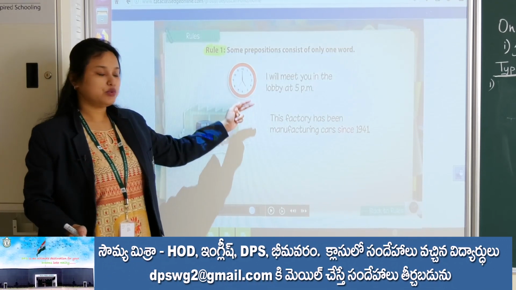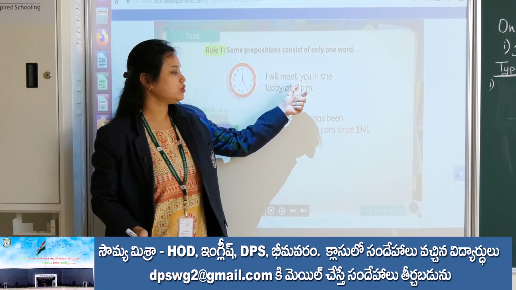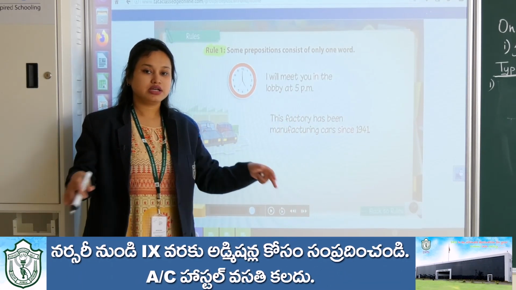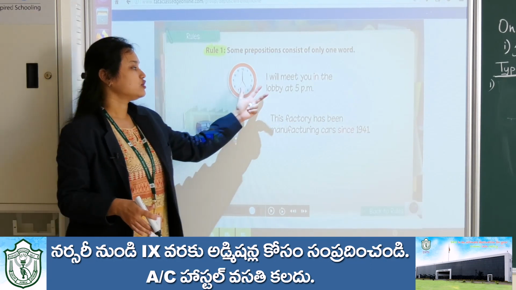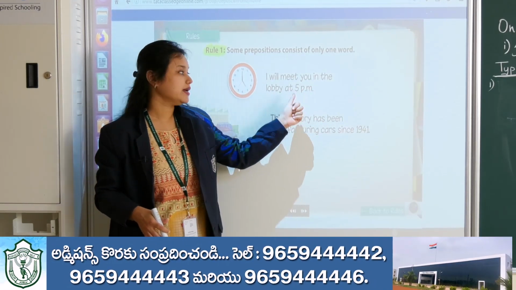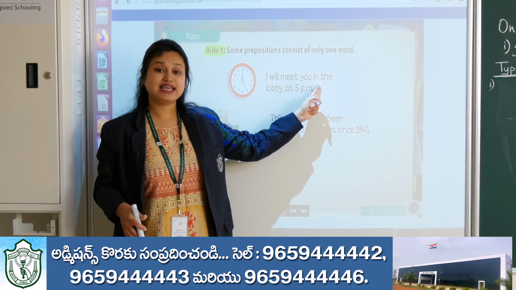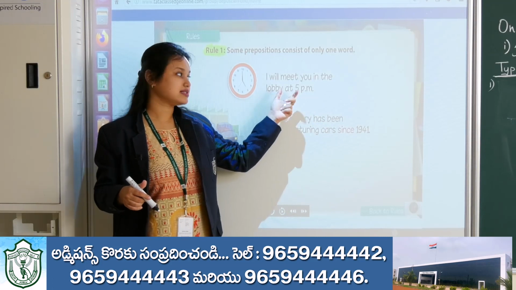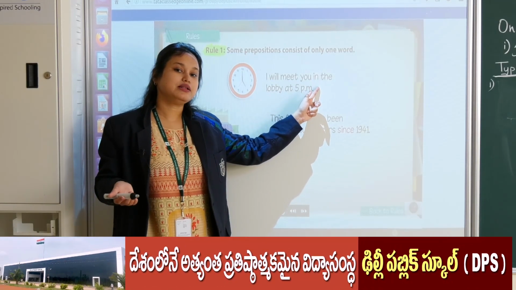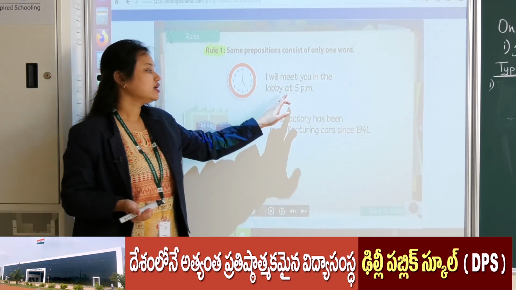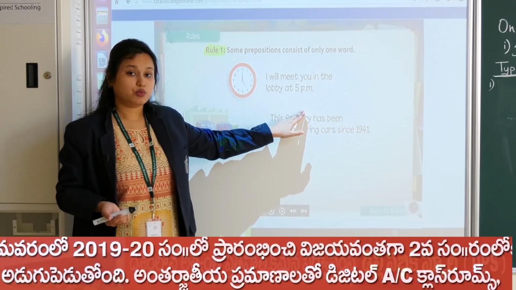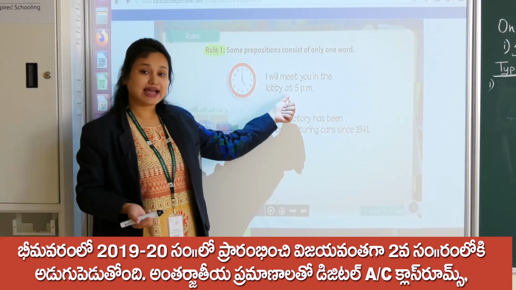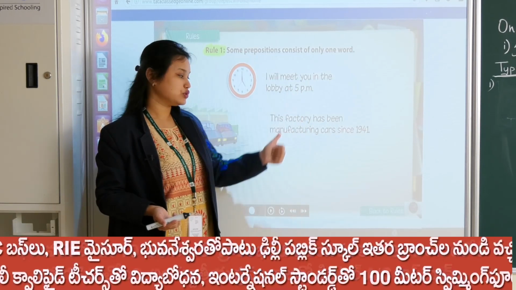If we look at some more examples, I will meet you in the lobby at 5 p.m. Lobby is the lounge area in a hotel or the reception area in a hotel, right? So I will meet you in the lobby at 5 p.m. When he is saying in the lobby, it is talking about the place, okay? The lobby is the place. So in is again one simple preposition, a one-word preposition. Next, at 5 p.m. What is it talking about? The time, okay? At 5 p.m., at 10 o'clock. So at is again one simple preposition.